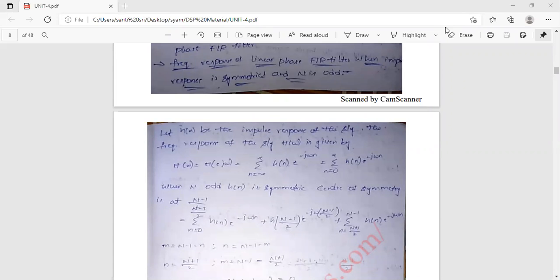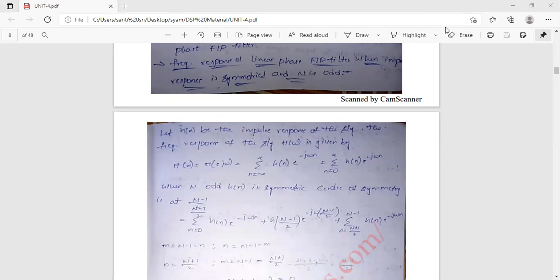Okay, good morning. So we are discussing the FIR filters. FIR means finite number of unit impulse response filters. What do you mean by IIR filter? Infinite number of unit impulse response filters. Okay.